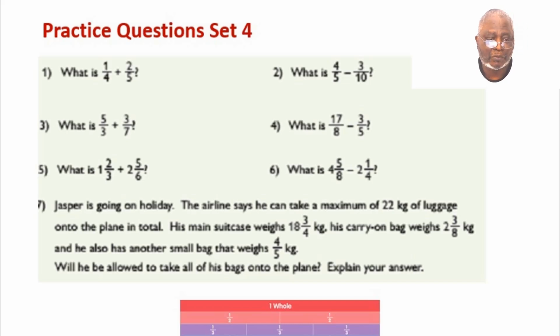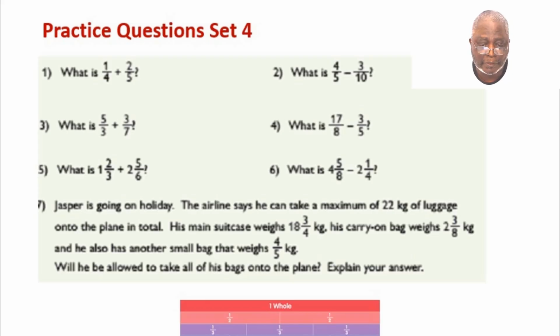Practice question set 4. 1. What is 1/4 plus 2 fifths? 2. What is 4 fifths minus 3/10? Question 3. What is 5/3 plus 3/7? 4. What is 7/8 minus 3/5? 5. What is 1/2 plus 2 5/6? 6. What is 4 5/8 minus 2 1/4?